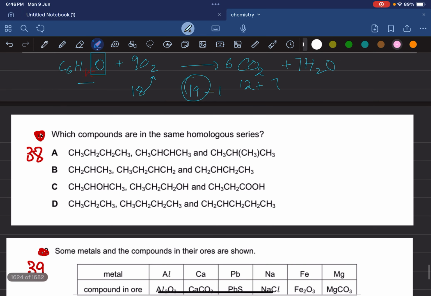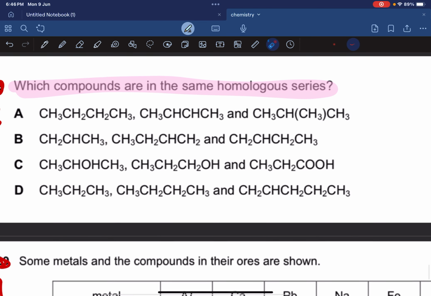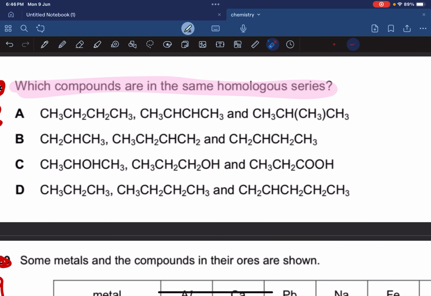Moving on, which compounds are in the same homologous series? If you're good at chemistry, just try to solve this one. What do you guys think? Which compounds are going to be in the same homologous series? Let me just try to see it myself and figure it out. CH3, CH2, CH3. Some people can do it by looking as well. If you've done enough past papers, you're going to realize that you can do it by looking.